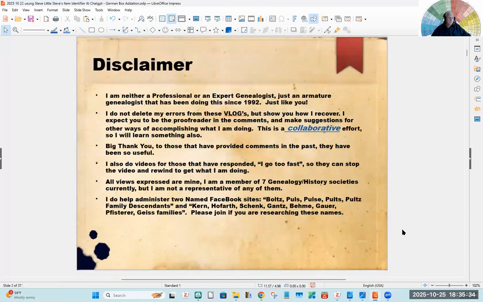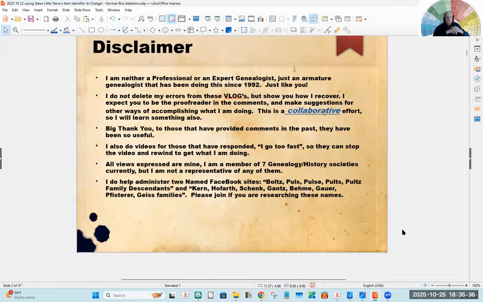Okay, disclaimer. I'm neither a professional nor an expert genealogist, just an amateur genealogist like you. I've been doing this since 1992. I don't delete errors. I try to leave them in. I show you how I recover and expect you to proofread it and put in comments, things and suggestions that I can take and do and improve my process. And hopefully that helps the rest of the people viewing this too. I see this as a collaborative effort.